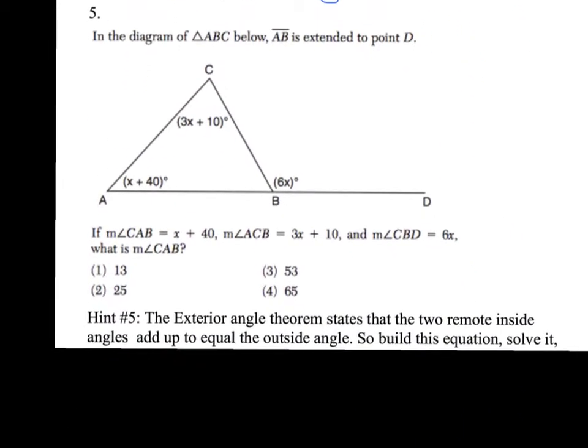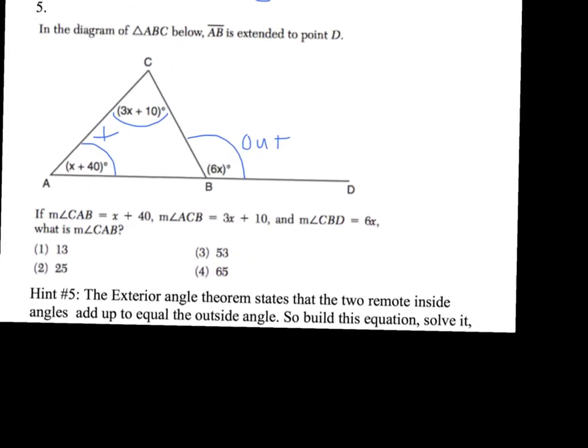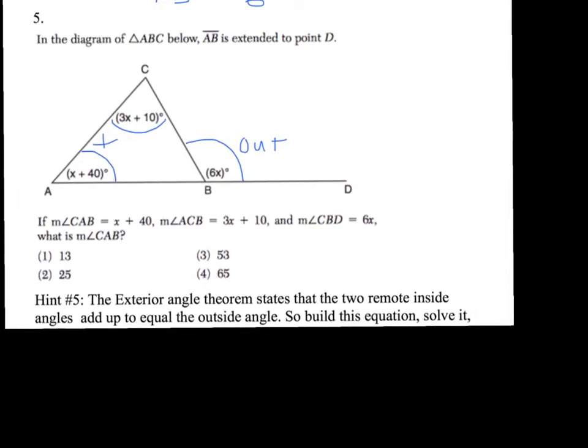Alright, number 5. There's a lot of mistakes you could make on question 5. The hint that I give is pretty thorough. Do not just add these all together and make them equal to 180. If they were 3 angles inside a triangle, then yes. This one is the exterior angle theorem, which says that the outside angle, the exterior angle, is equal to the 2 remote interior angles added together. So the correct setup on this question is to build your equation from that fact.